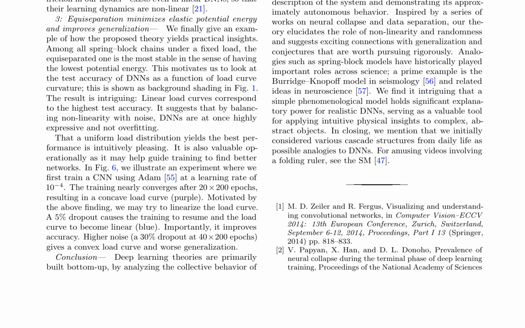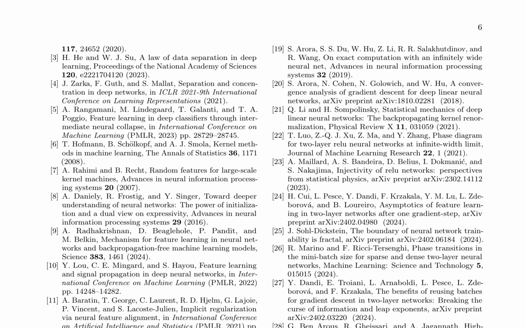The authors argue that deep learning theories can benefit from both bottom-up and top-down approaches, drawing parallels with fields like physics, biology, and economics. They demonstrate that their phenomenological model can provide valuable insights into feature learning, an essential aspect of modern DNNs. The model elucidates the role of nonlinearity and randomness, suggesting connections with generalization and conjectures worth pursuing rigorously.